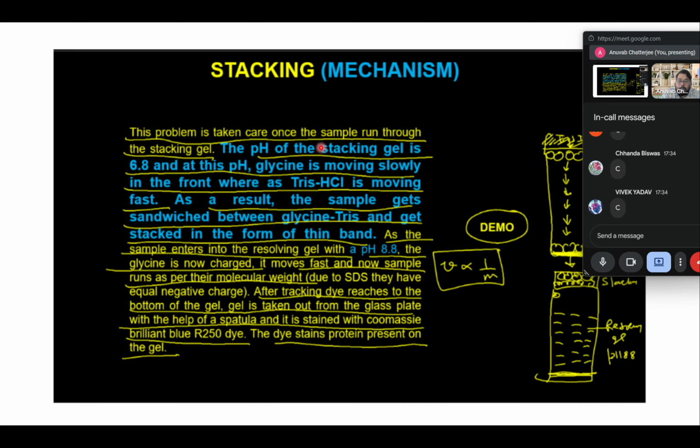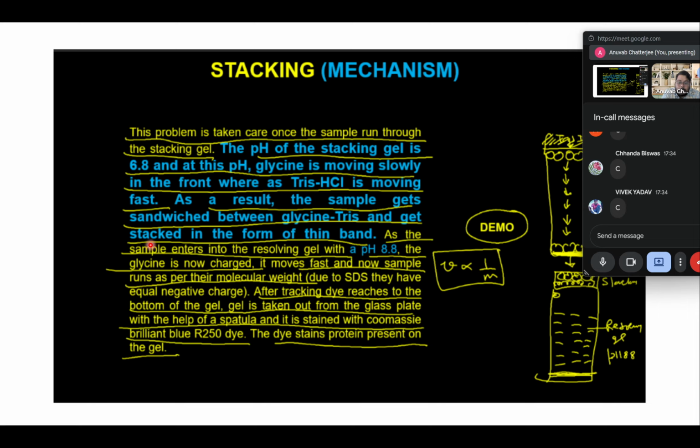So when in the stacking gel, when you turn on electrophoresis, the glycine is actually moving slower than everything else, and tris hydrochloride is moving at the bottom. So essentially, your protein is sandwiched in between and flows at the same speed to the starting line, which is at the end of the stacking gel. At the end of the stacking gel, the resolving gel is there. So they are two gels, one on top of the other. And at the resolving gel, the pH is 8.8.